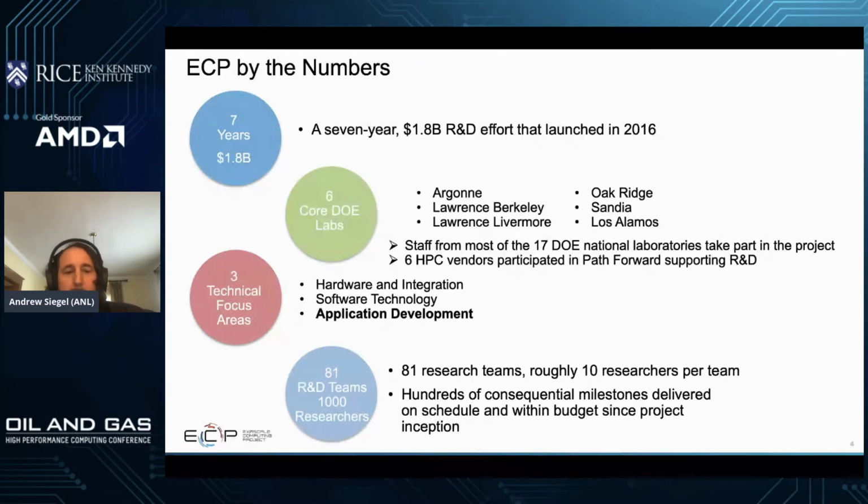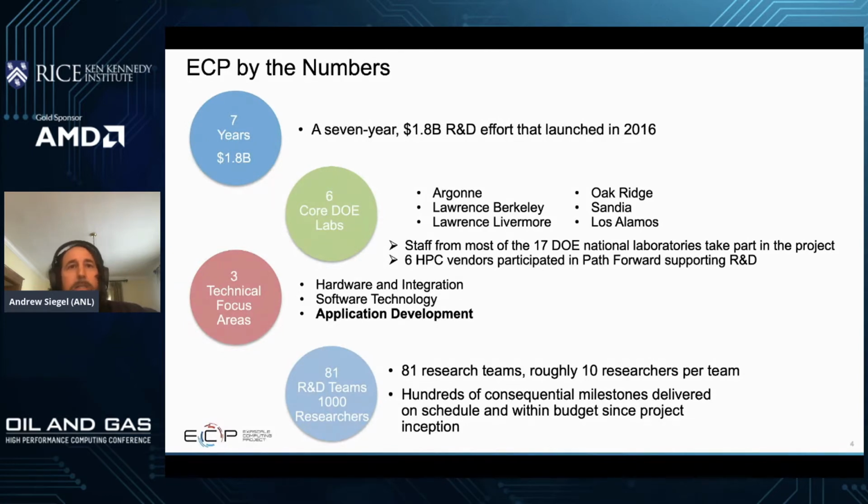That amounts to something like 1,000 total researchers, and hundreds of impactful, consequential milestones have been delivered, largely on schedule, not perfectly, of course, and largely on budget, obviously not perfectly, since project inception. But as a project, these things are carefully quantified and tracked, even within an R&D environment.